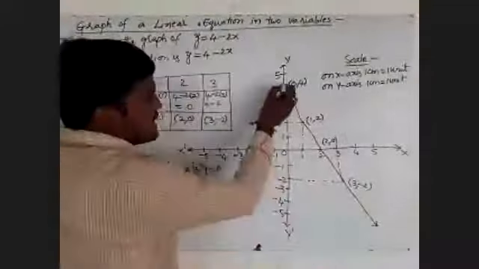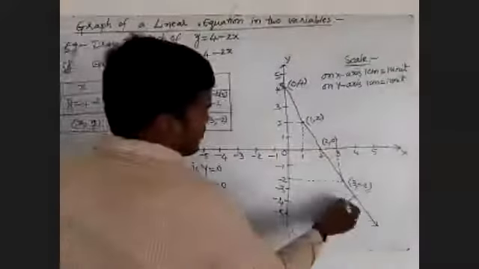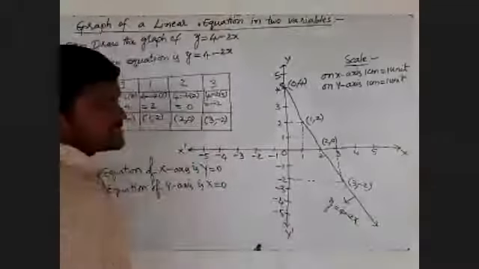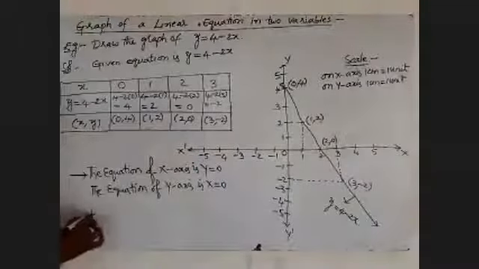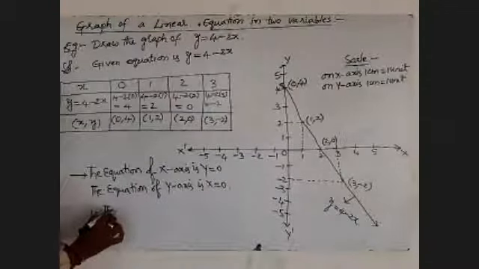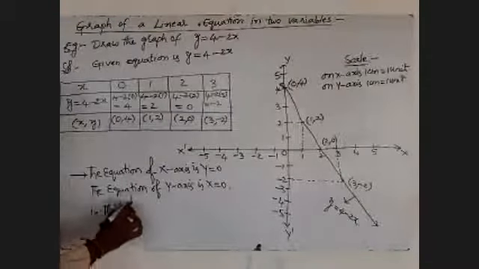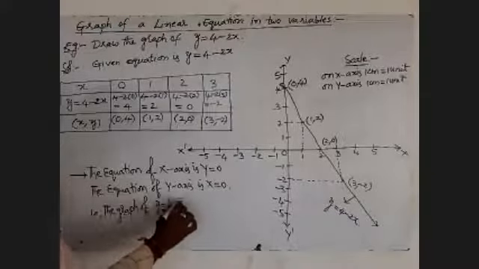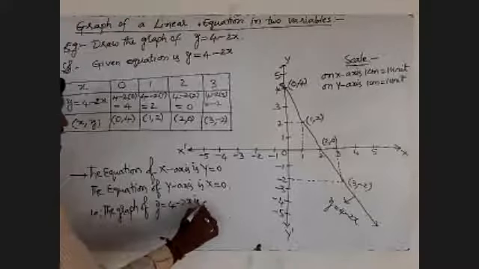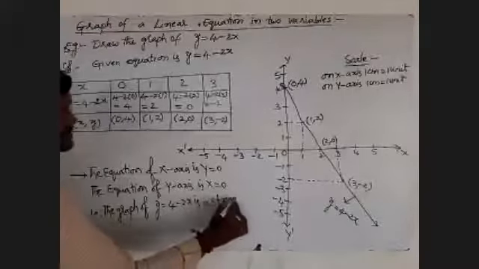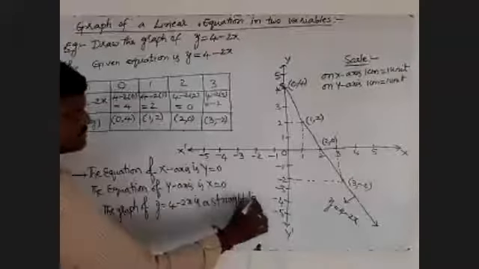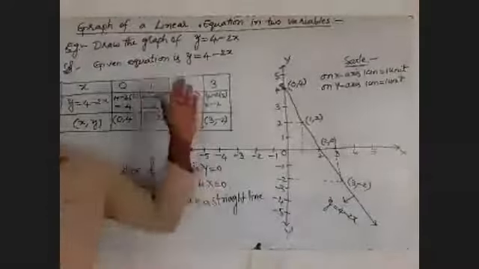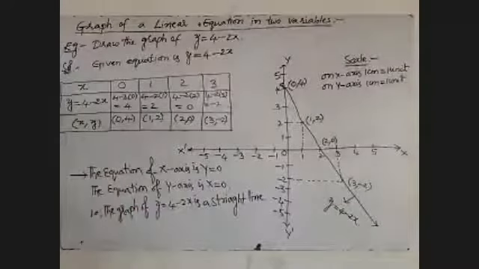The given equation is a straight line. I have to write what the given linear equation is: y is equal to 4 minus 2x. I will write that the graph of y is equal to 4 minus 2x is a straight line. We will write this one. After that, I will explain the next problem.